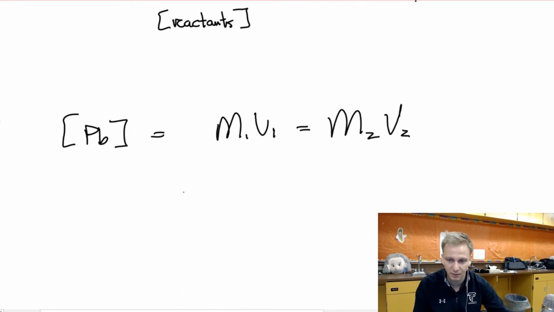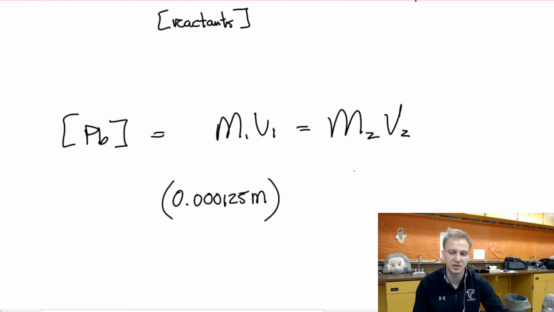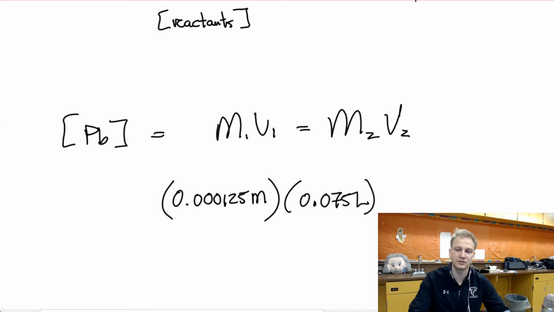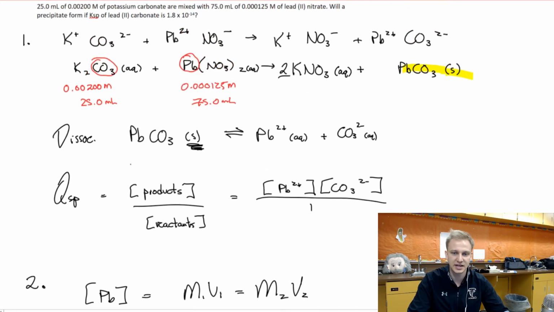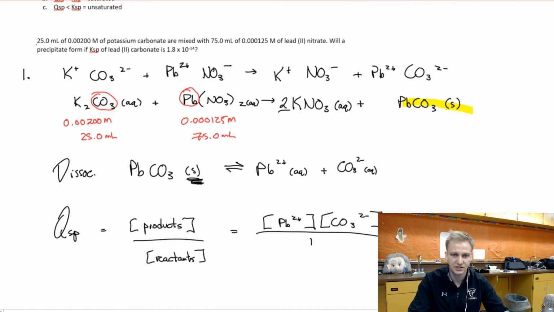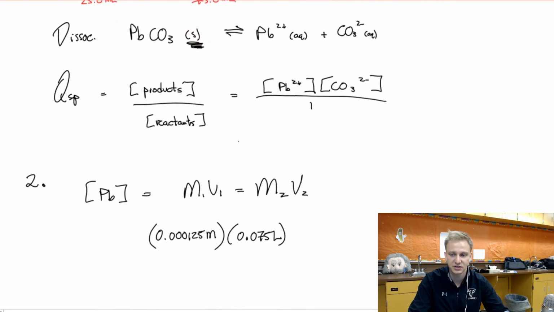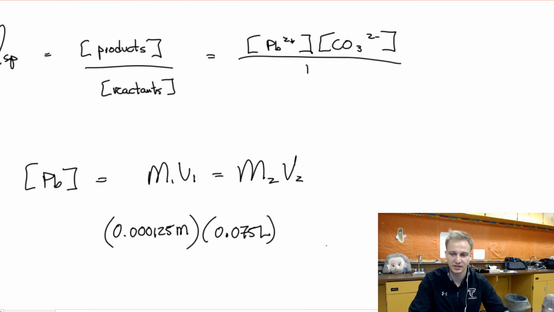We'll plug in the M1. What we started with was 0.000125 molarity of that Pb. And then we were also given 0.075 liters. Again, remember when we convert, we want to use liters in these questions. So 75 milliliters converts to 0.075 liters.